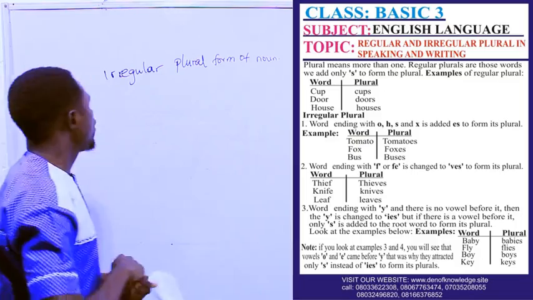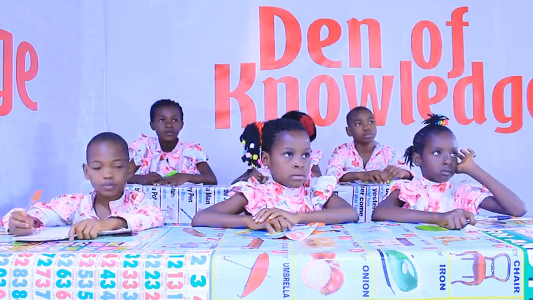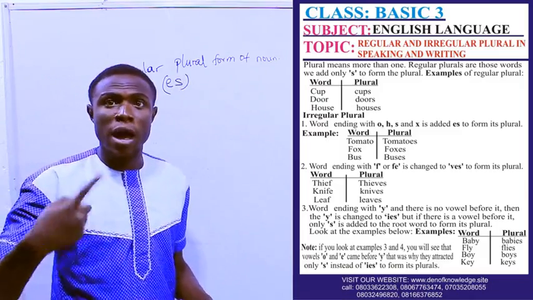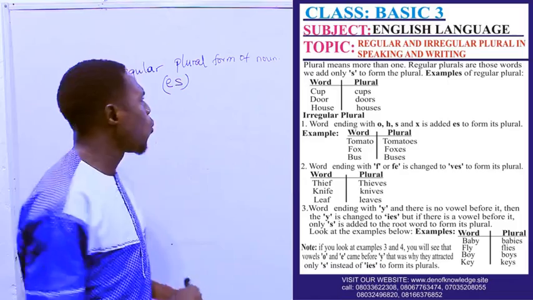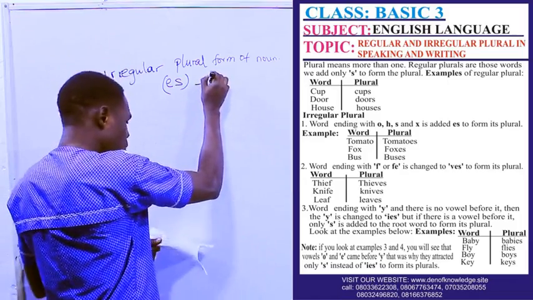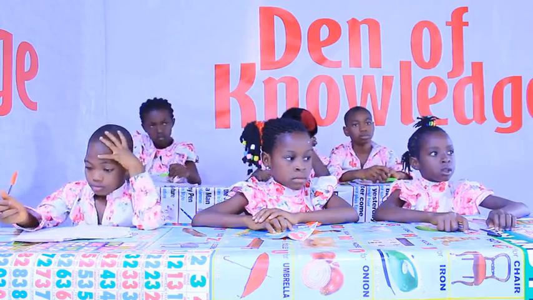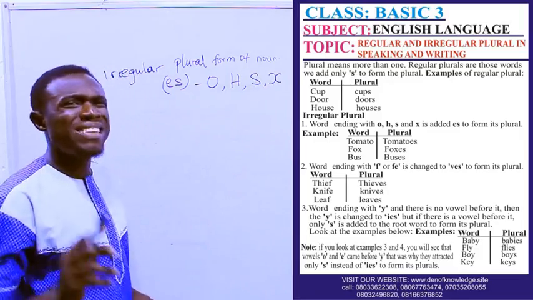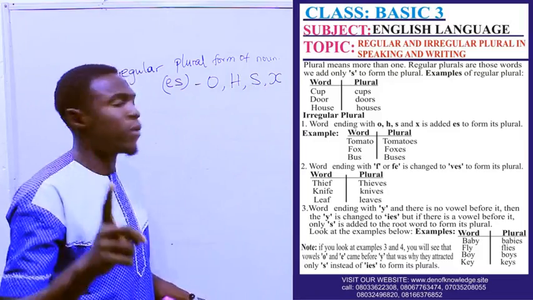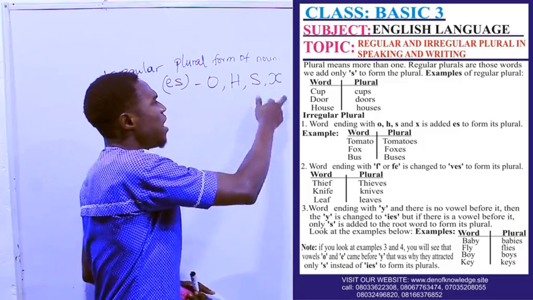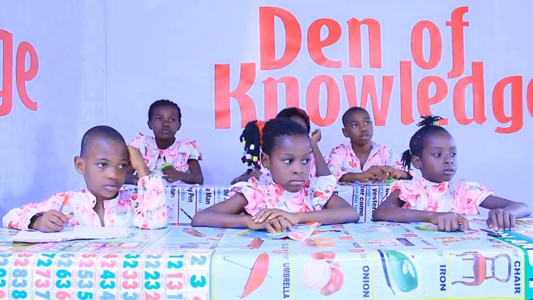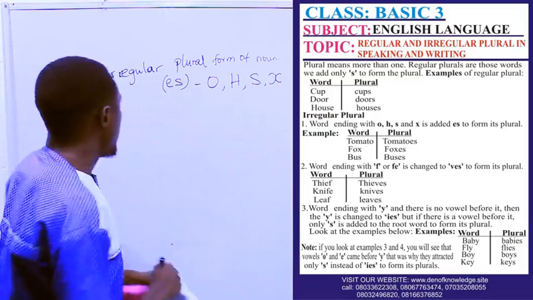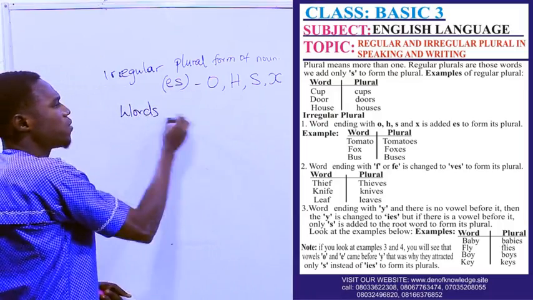The first one is the one we add only es. We add es to nouns ending with the letters O, H, S, and X. You see these four letters? Any word that ends with these letters here, O, H, S, and X, you add es to change it to what? Plural. Let's look at words and let's look at the plural.